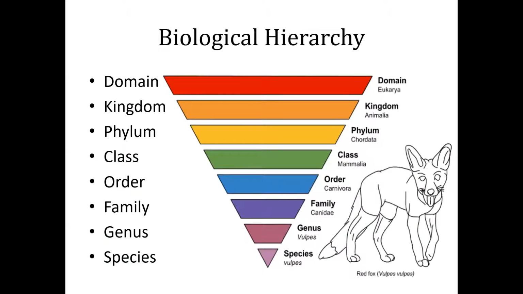We talked a little bit in class about how you can separate life into this hierarchy. We can categorize life from a broad aspect to a very narrow, specific aspect. And so our system of taxonomy is broken up into these 8 categories. And so we have our domain, kingdom, phylum, class, order, family, genus, species.